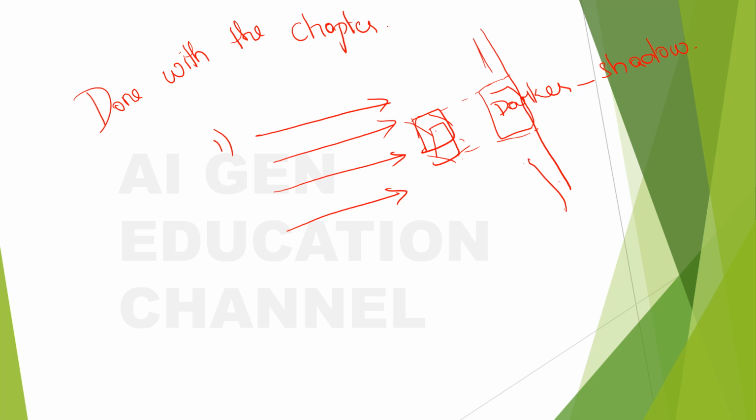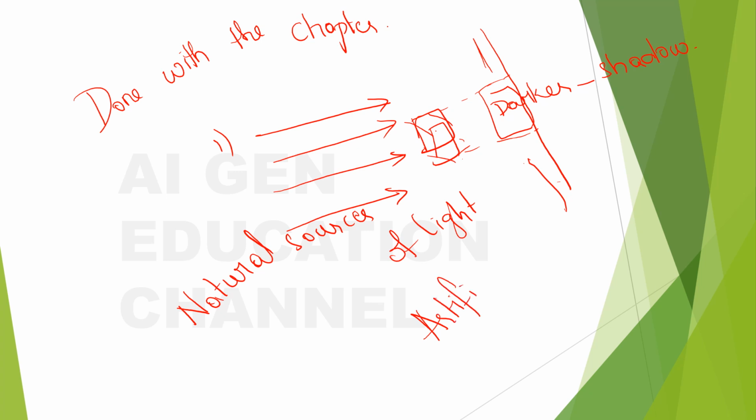And what is the other thing that you have learned? Natural sources of light and artificial sources of light. Done with everything. Time to say bye. Learn it properly, revise this concept. This concept of shadow is so important.